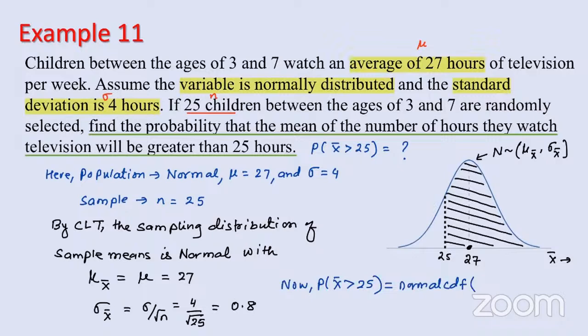Then the lower boundary. What is the lower boundary for this area? Look at the diagram. 25. Upper boundary. It goes all the way to infinity. Okay, infinity. Mean is how much? 27. And standard deviation is 0.8. Very good. Now, please use your calculator and tell me what you get.